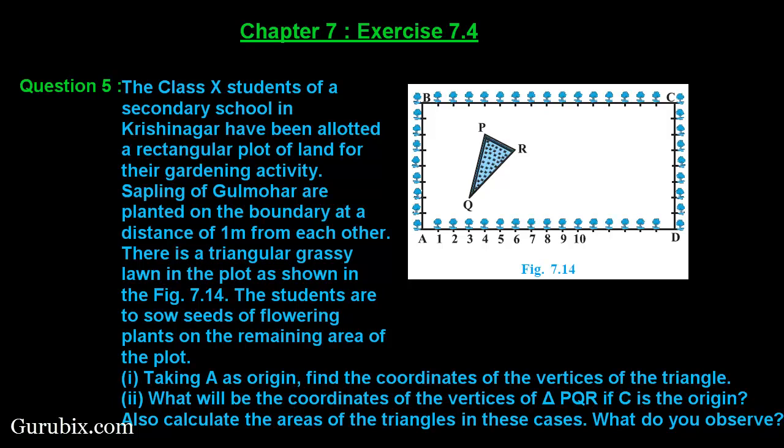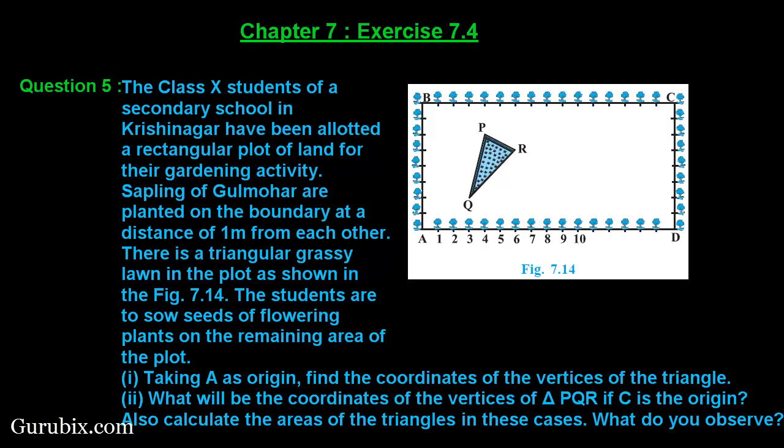The class 10 students of a secondary school in Kushinagar have been allotted a rectangular plot of land for their gardening activities. Saplings of gulmohar are planted on the boundary at a distance of 1 meter from each other. There is a triangular grassy lawn in the plot as shown in figure 7.14. The students are to sow seeds of the following plants on the remaining area of the plot.